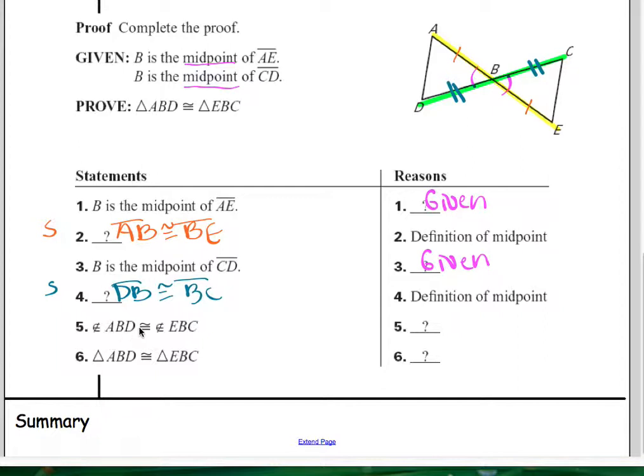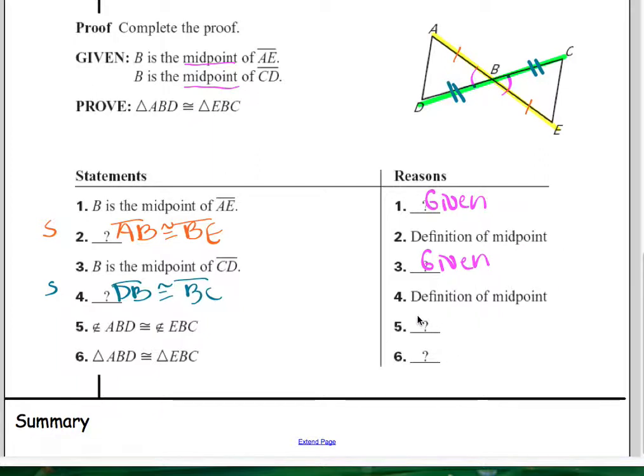Start at A, go to B, go to D. Oh, that's this angle that I marked right here. Then EBC, E to B to C. That's this angle. We already marked those. And if you remember why we marked them, was that they were vertical angles.